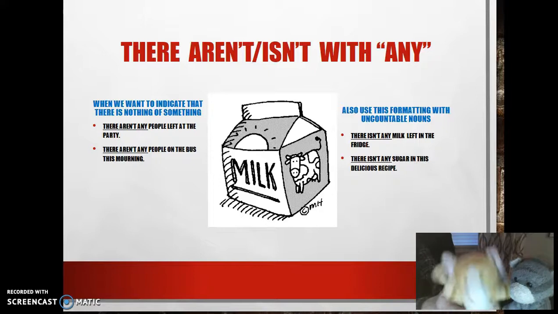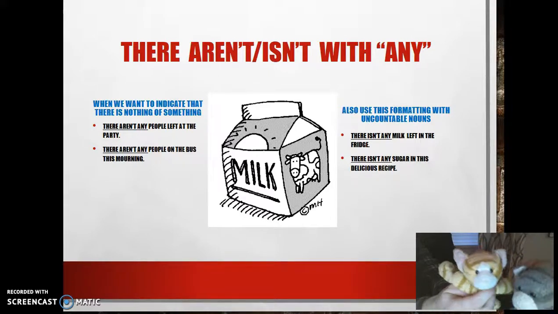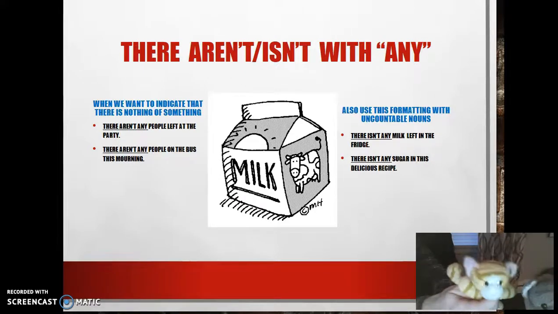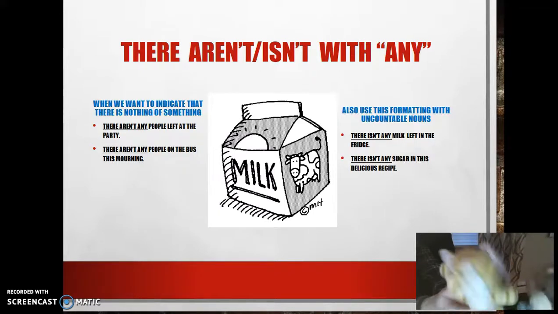There aren't, isn't, with any. When we want to indicate that there is nothing of something. For example, there aren't any people left at the party. Also use this formatting for uncountable nouns.